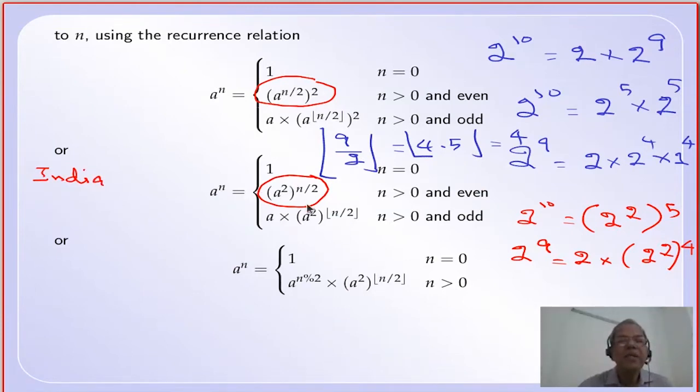I can even rewrite it in one shot. Here, this is a to the power 1. This I may say is into a to the power 0. So if it is even, it is a to the power 0. If it is odd, it is a to the power 1. I can remove the case analysis by saying that this is a to the power n modulus 2. If n is even, n modulus 2 will be 0. If n is odd, n modulus 2 will be 1. So I can combine these two cases into one case. Anyway, all these things I leave to you as homework.